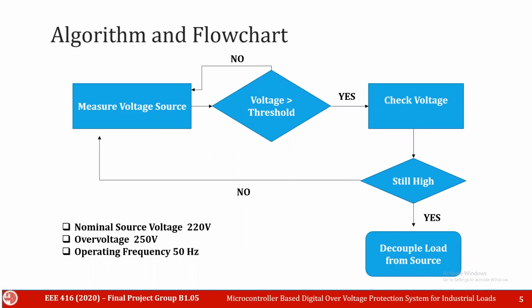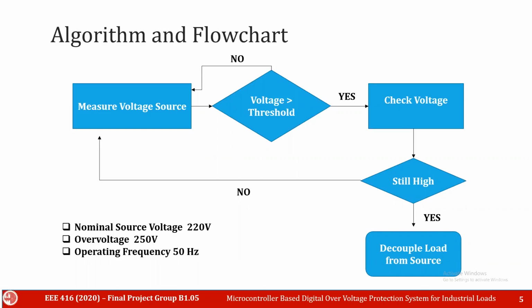First, we will measure all three-phase voltages of the source. Then we will compare each three-phase voltage with a predefined threshold voltage value. In our project, we consider 220 volts as nominal phase voltage. Anything above 250 volts will be considered as an overvoltage condition.